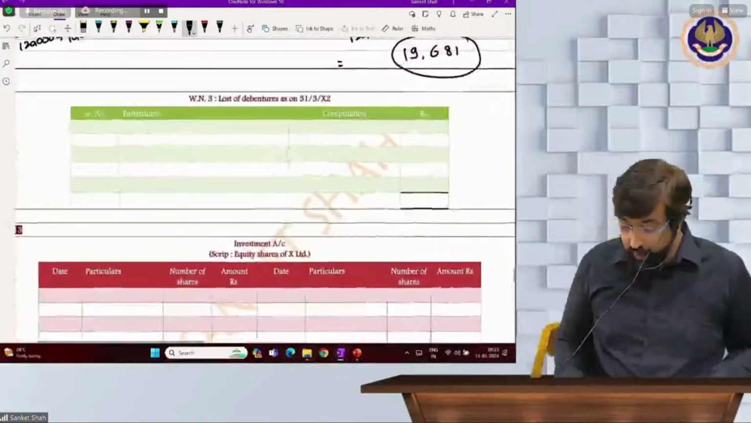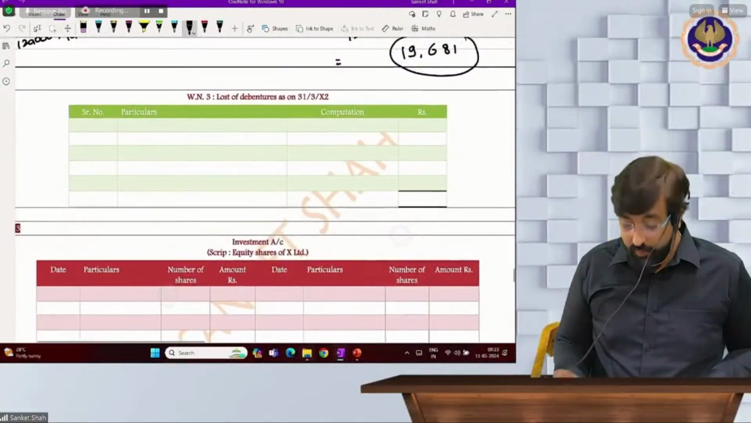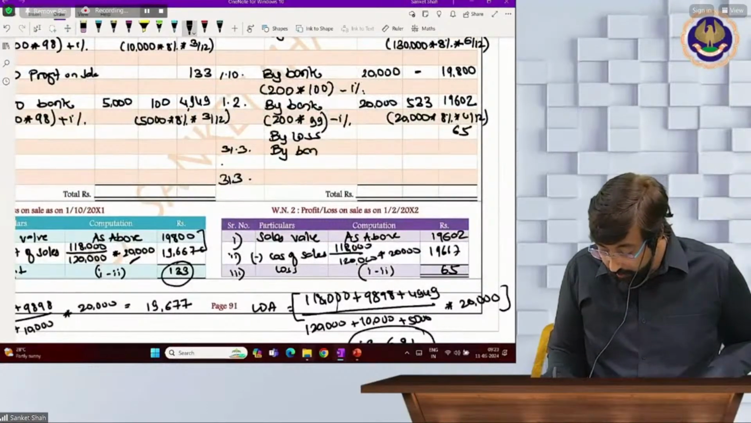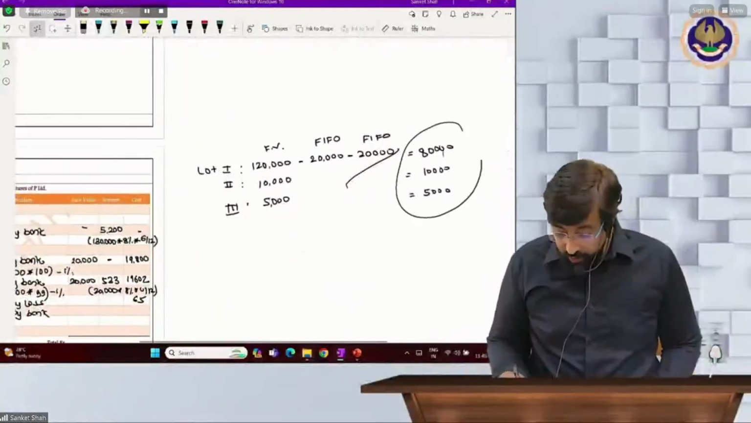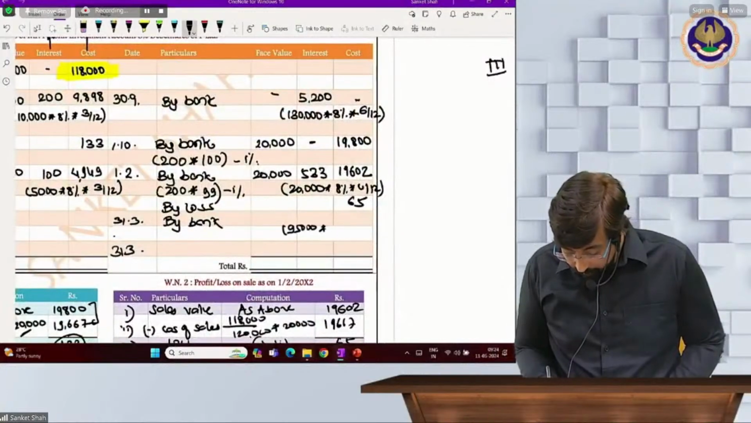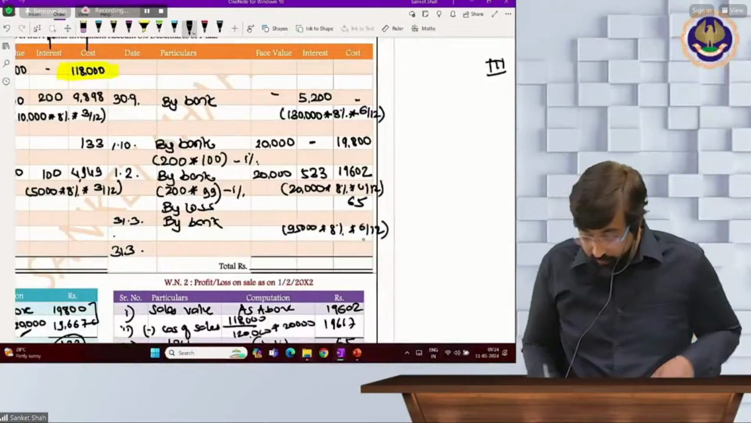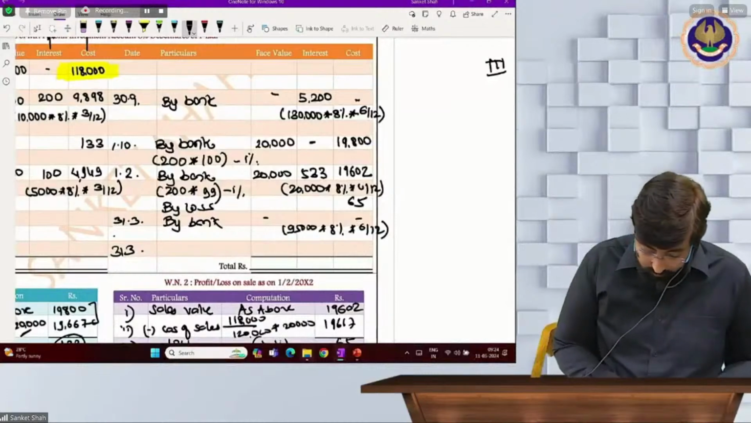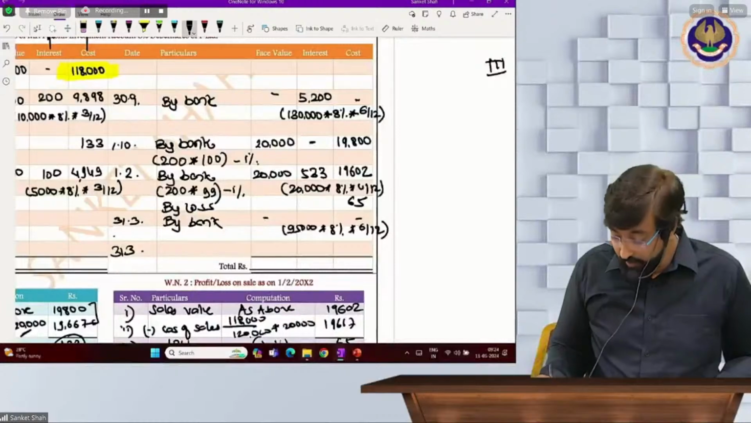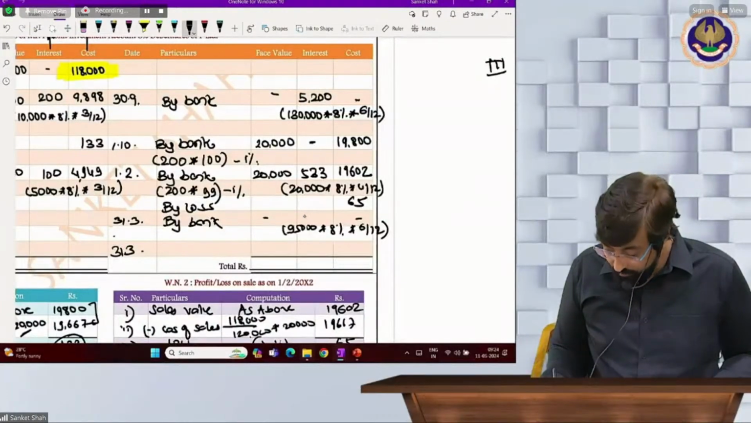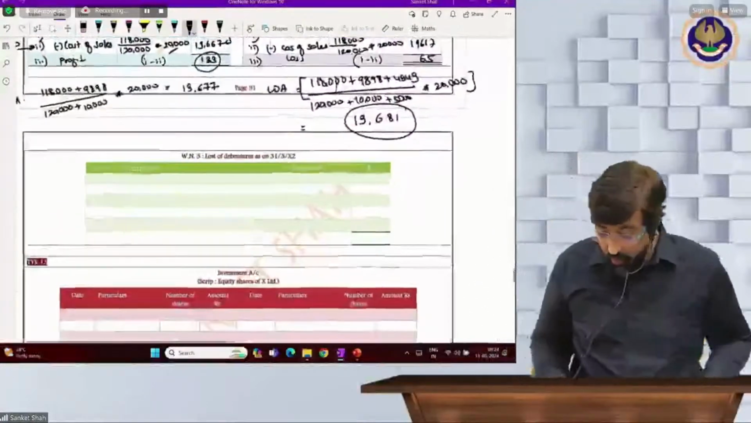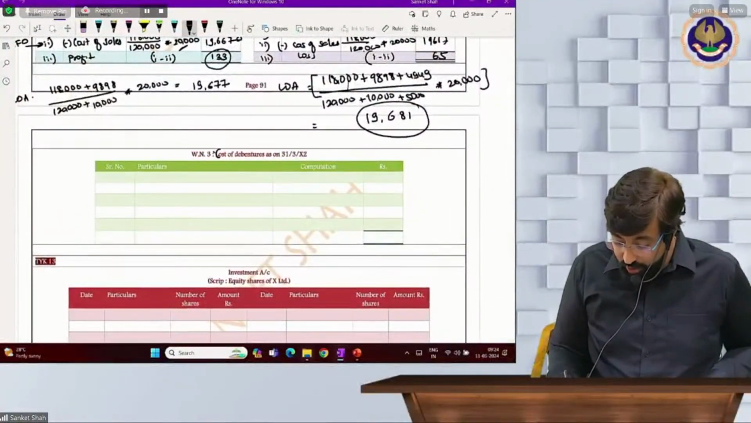Sir, मार्च का इंटरेस्ट नहीं लिया. Yes, beta. Sorry, I forgot. You're correct. 31 मार्च को interest मिला. Now how many debentures do I have, beta? 80,000 plus 10,000 plus 5,000. 95,000 into 8% into 6 by 12. Thank you, beta. I forgot that. 3,800. Okay. Yes. So 3,800.